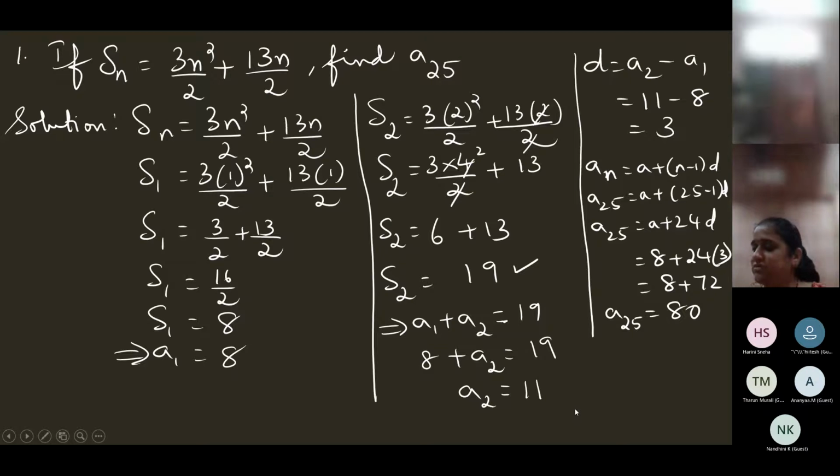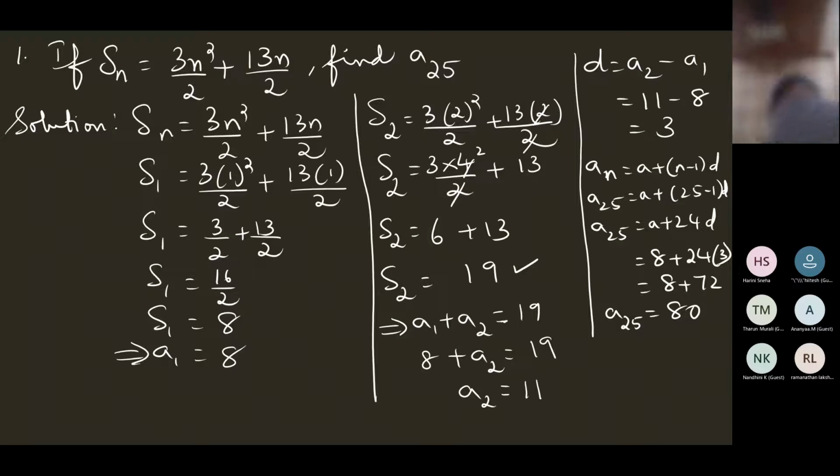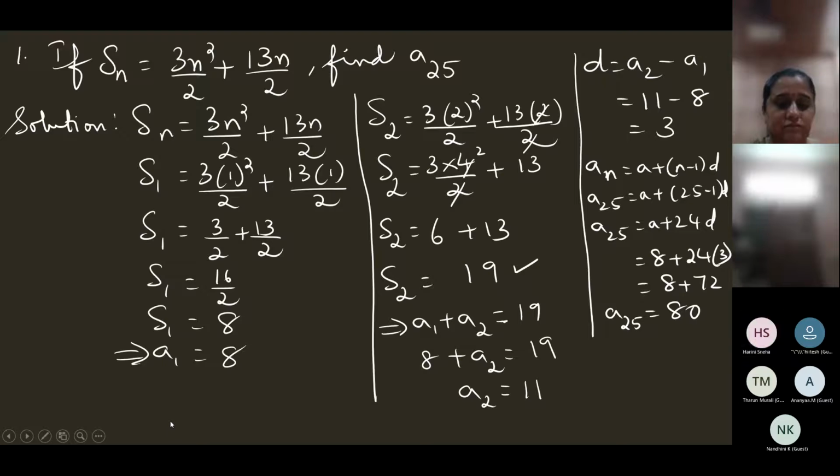Done, children. Any questions? Done, ma'am. Okay. Any doubts? Ma'am, here S2 is equal to 3 into 2 square by 2, no, ma'am? Correct. I've made a mistake. Yeah, tell me.